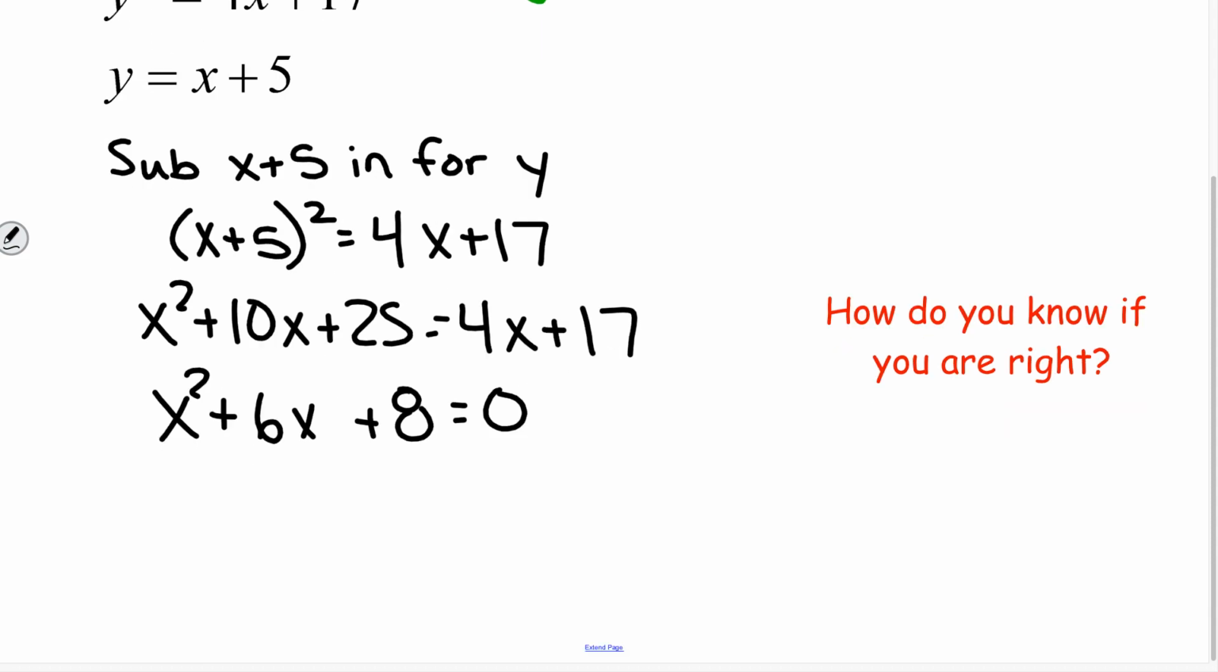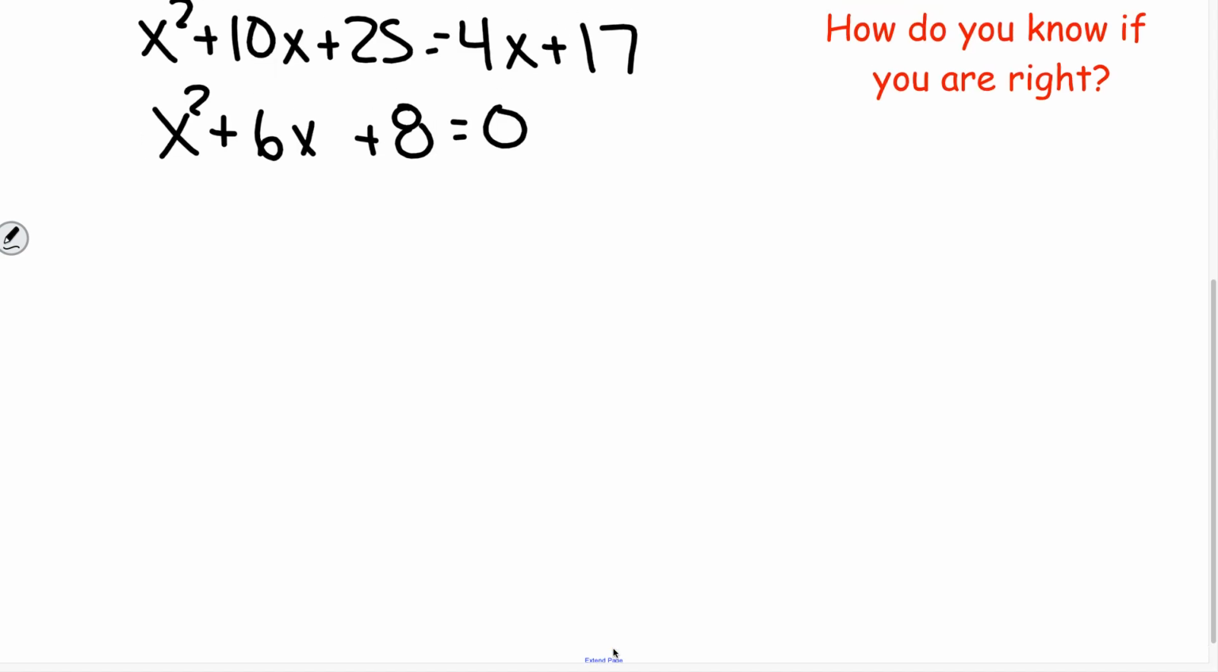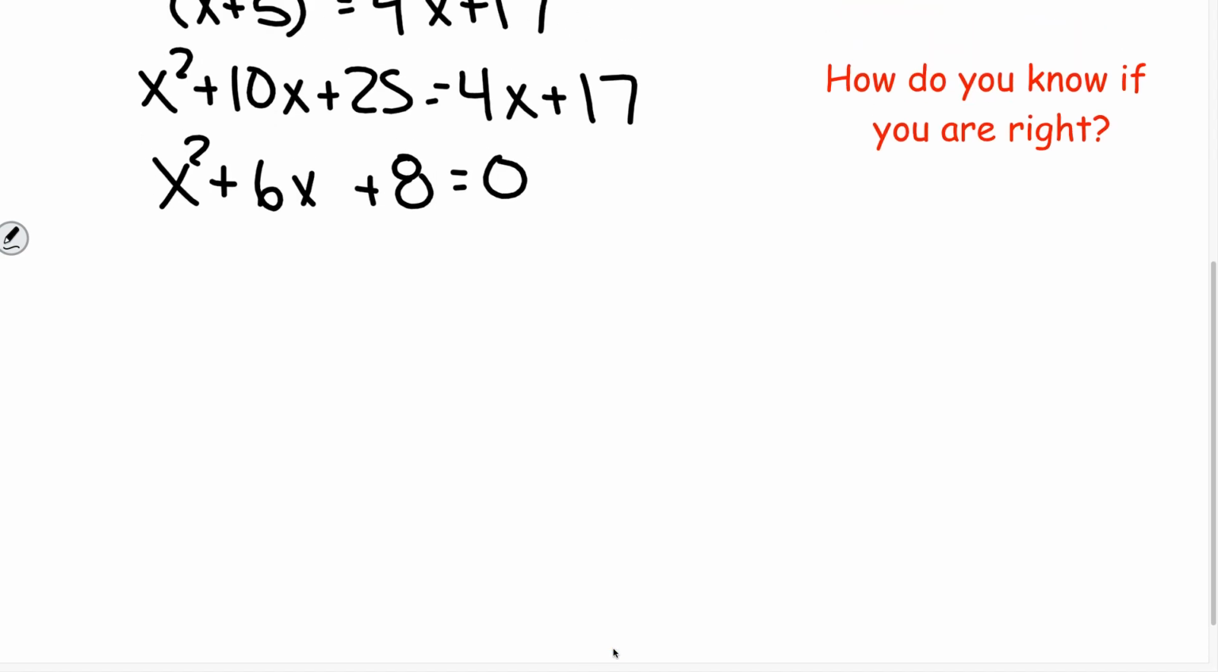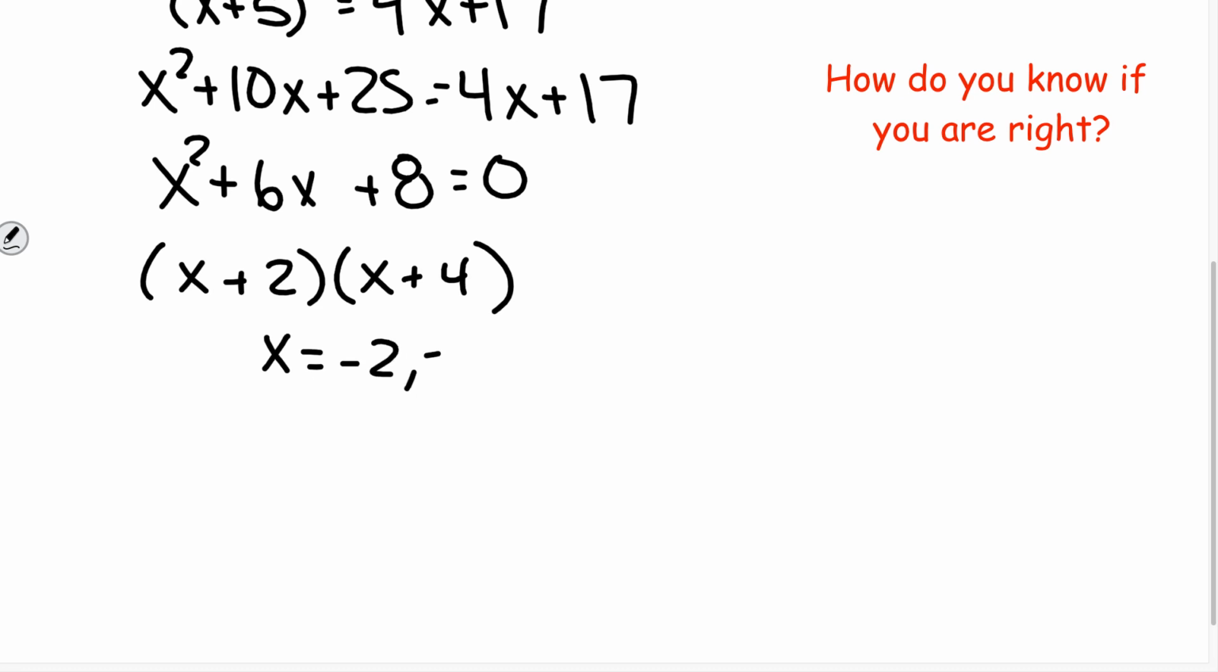Can you factor that? My factors are pretty easy in this chapter. If you get to this point, you get rewarded with an easy factor. Factors of 8 that add to make 6: 2 and 4. So you're getting 2 answers for x.